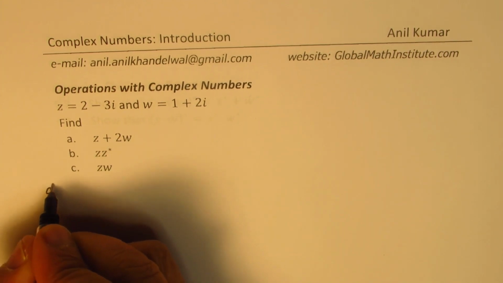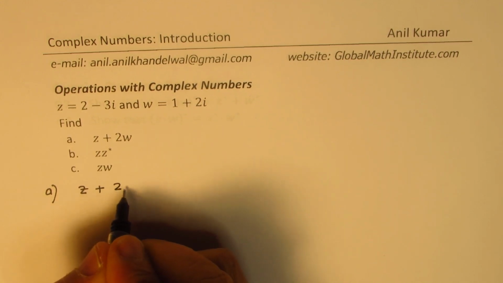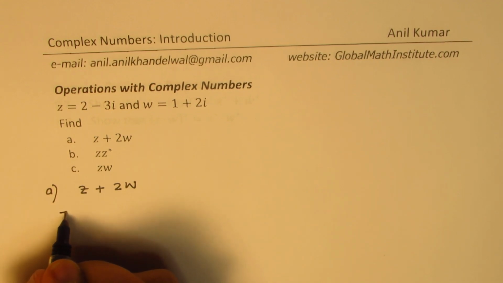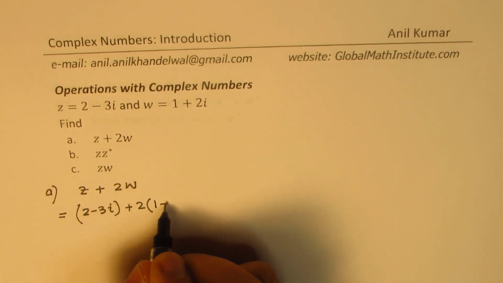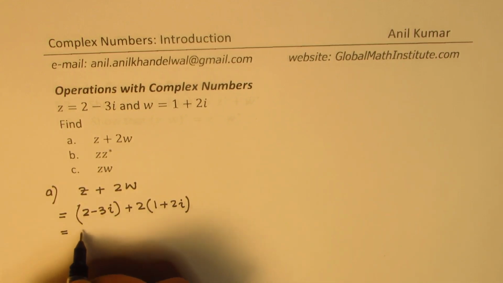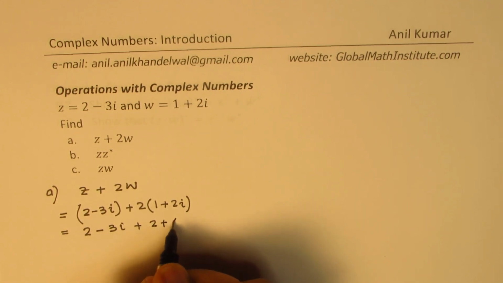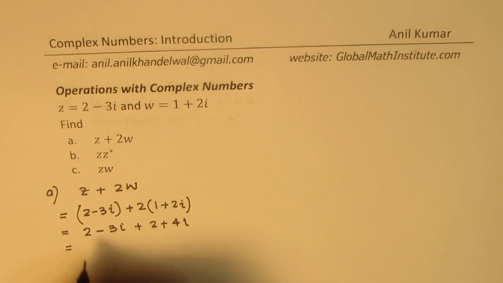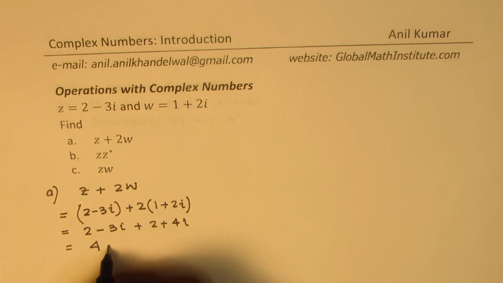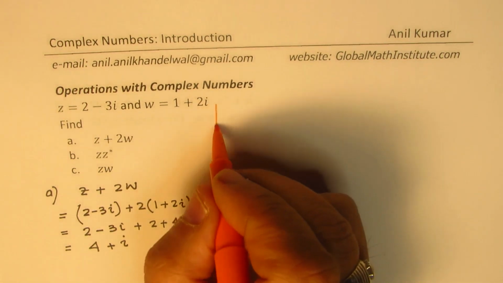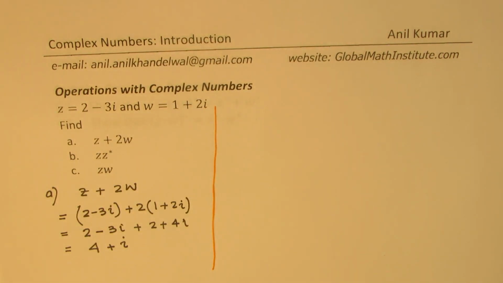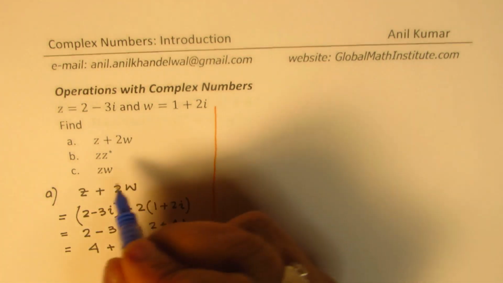Now let's look into part A, which is what is z plus 2w equal to. Now z is 2 minus 3i, so we could write this as 2 minus 3i, which is z, plus 2 times w, which is 1 plus 2i. Let me expand it first: 2 minus 3i plus 2 plus 4i. Combining the like terms, we get 2 plus 2 as 4, and minus 3i plus 4i gives us i. So what we get here is 4 plus i. So you combine the real parts with the real parts and the imaginary parts with the imaginary parts to do this operation of addition.